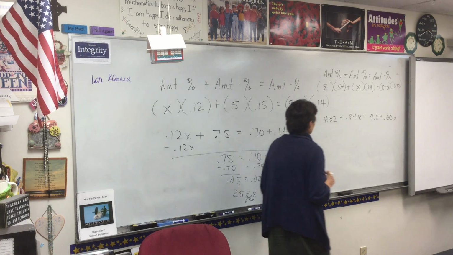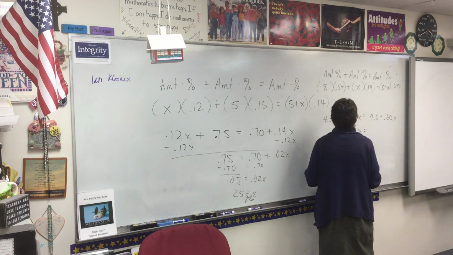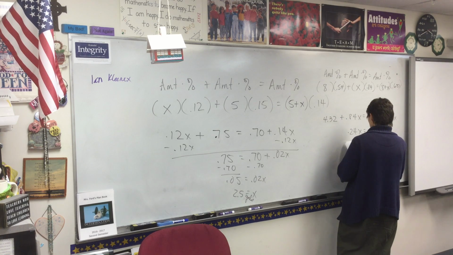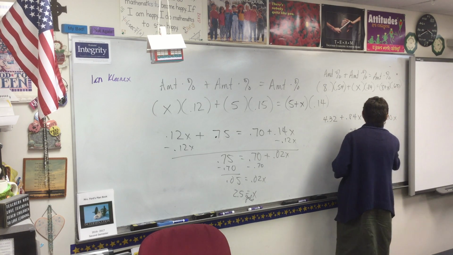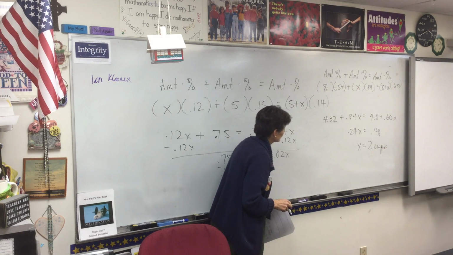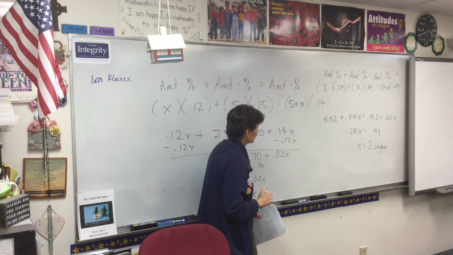Alright, so let's start combining here. So 0.24x equals 0.48 maybe? I got 2 as my answer. 2 cups. I'm going to let somebody with a calculator check that. Did I make a mistake? I think I'm okay. I think you're okay too.